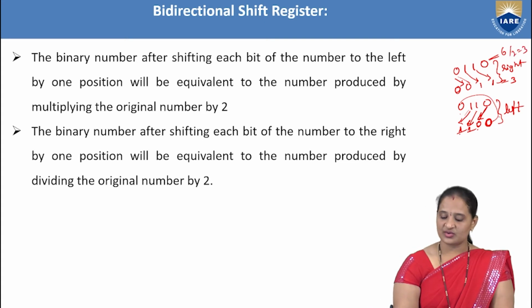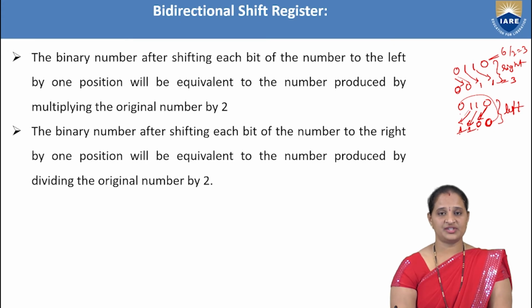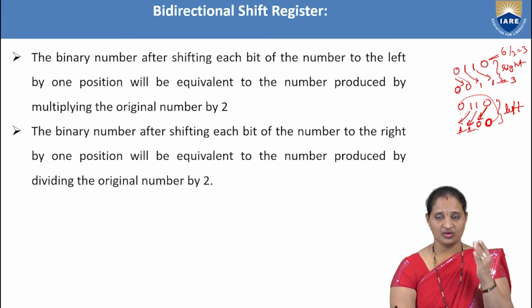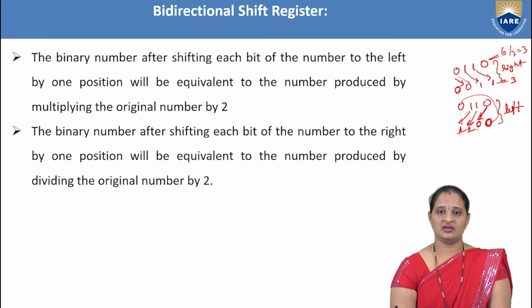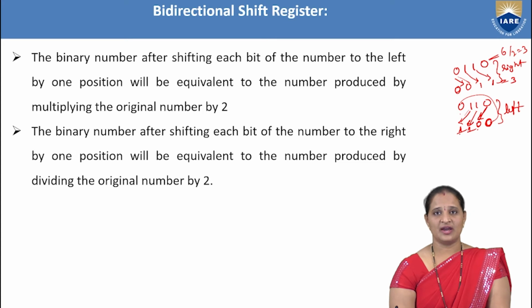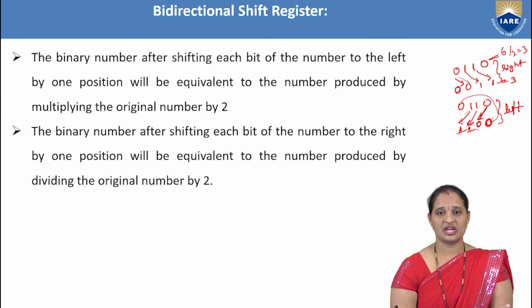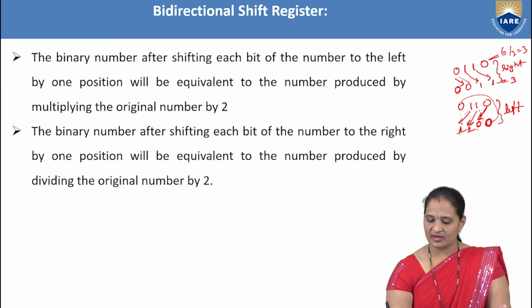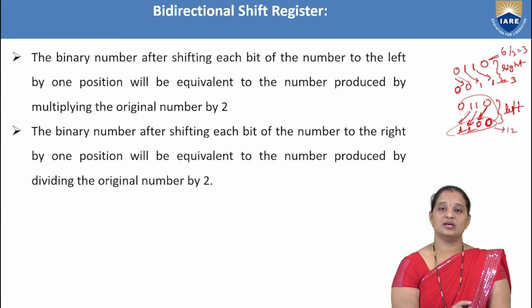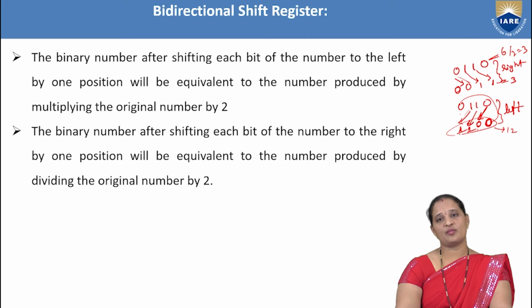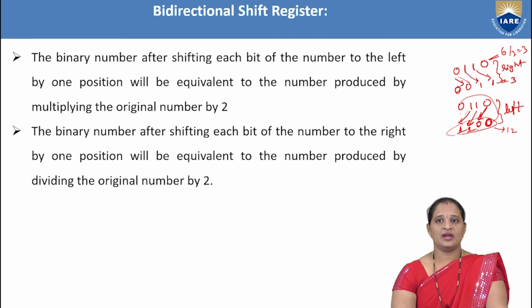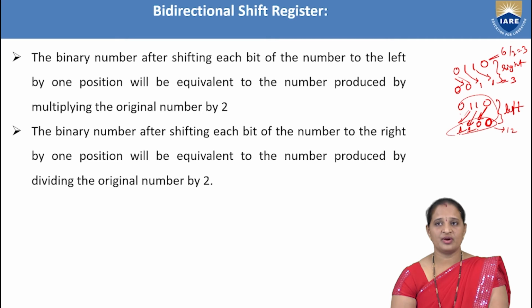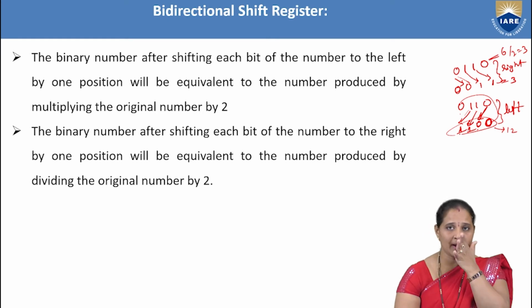3. Whereas whenever you are performing the left shift of a number, that means whenever you are shifting each bit of a binary number 1 bit to the left position, then it results in a number which is multiplying the original number by 2. So what is the original number here? 6. 6 into 2 is 12. What is the decimal equivalent of this one? 12. So that means when you perform the left shift operation by 1 bit position, it will be equivalent to the number produced by multiplying the original number by 2.